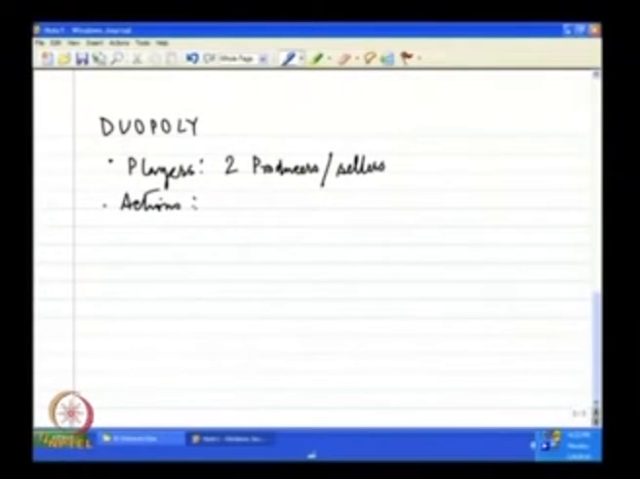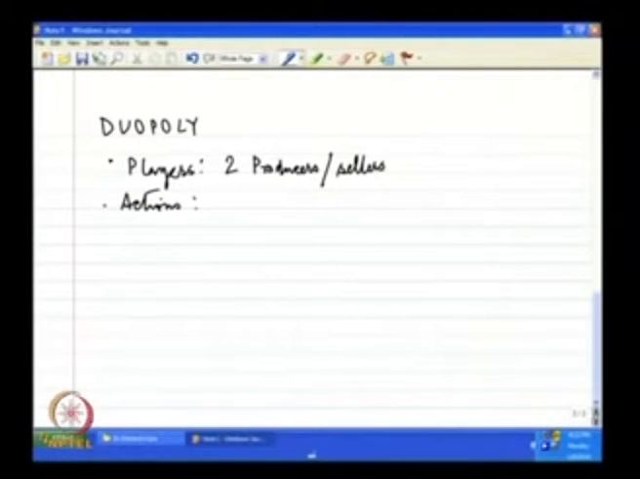What are the things that the players, these producers, can do? Well, we are going to assume that the actions they have access to is that they can charge different prices for their products. Now, in this connection, it is better to clarify that the products these two sellers are producing are basically similar in nature.